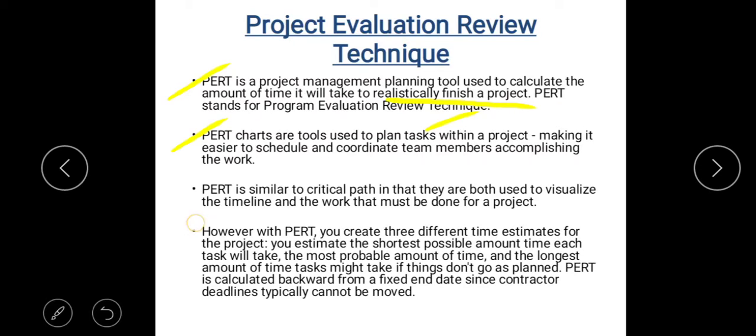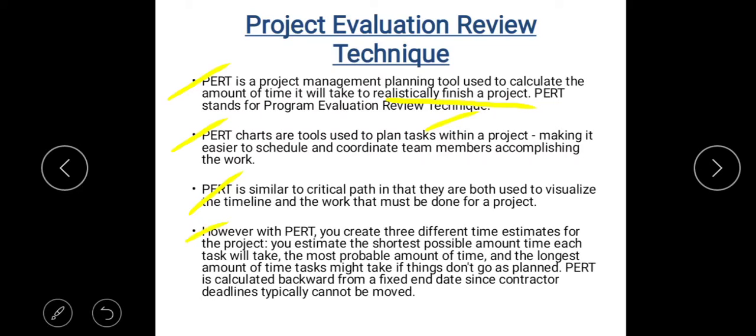Yes, and PERT is similar to critical path in that they are both used to visualize the timeline and the work that must be done for a project. So in one way, PERT and CPM are the same because we are estimating the timeline for a project to be completed. But the difference is in case of CPM, we calculate the longest time sequence, and in case of PERT, we calculate the actual or realistic time sequence.